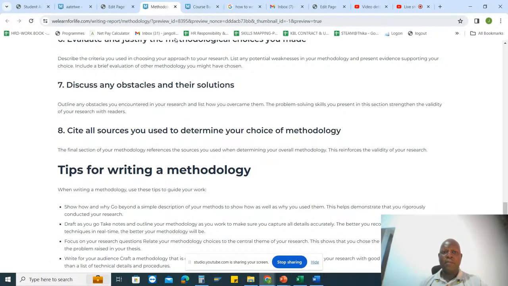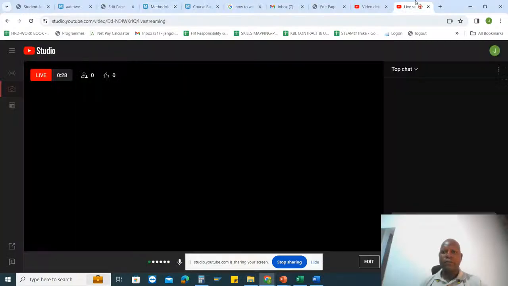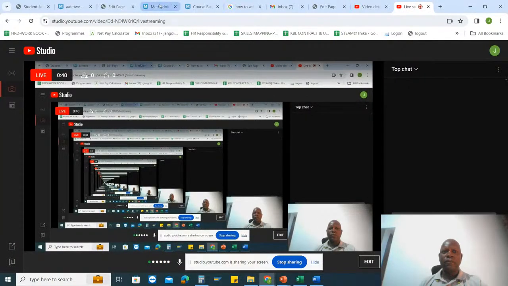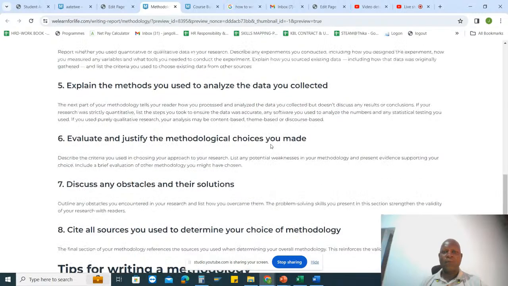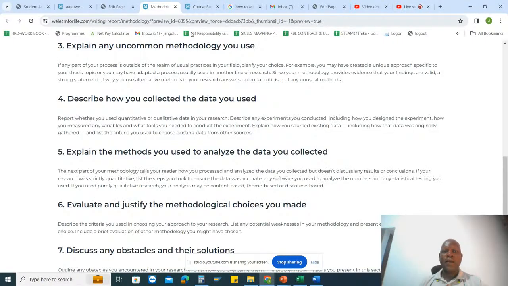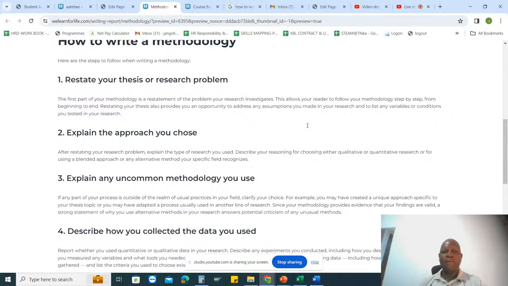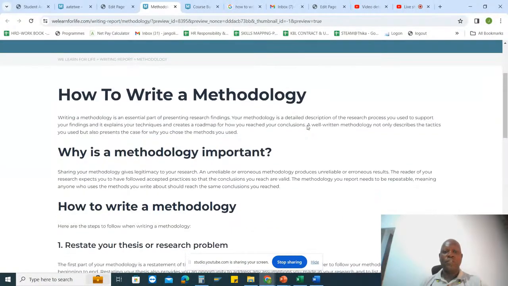The methodology that we use helps us to communicate to our audience. It helps our audience to understand and verify what we have been talking about, in terms of whether our findings are valid and relevant. So how do we write a methodology?